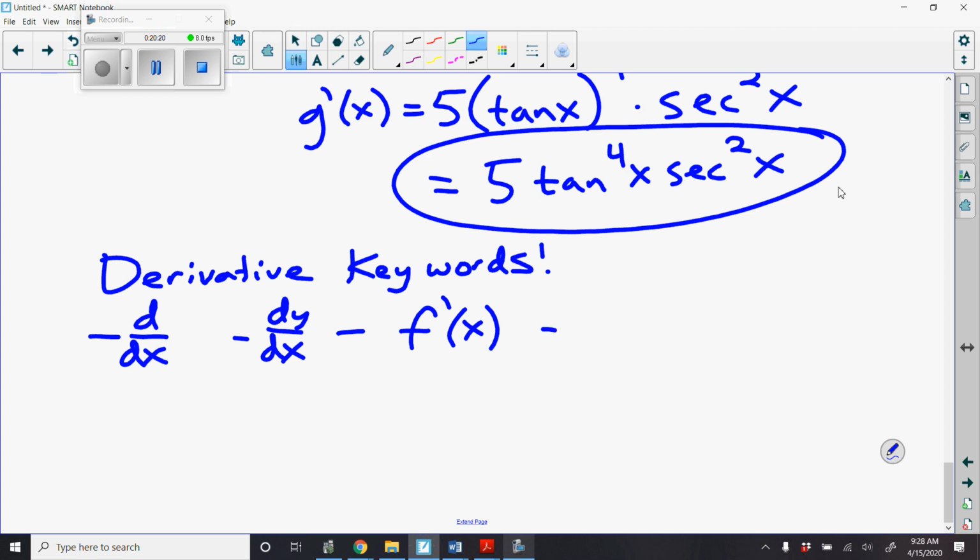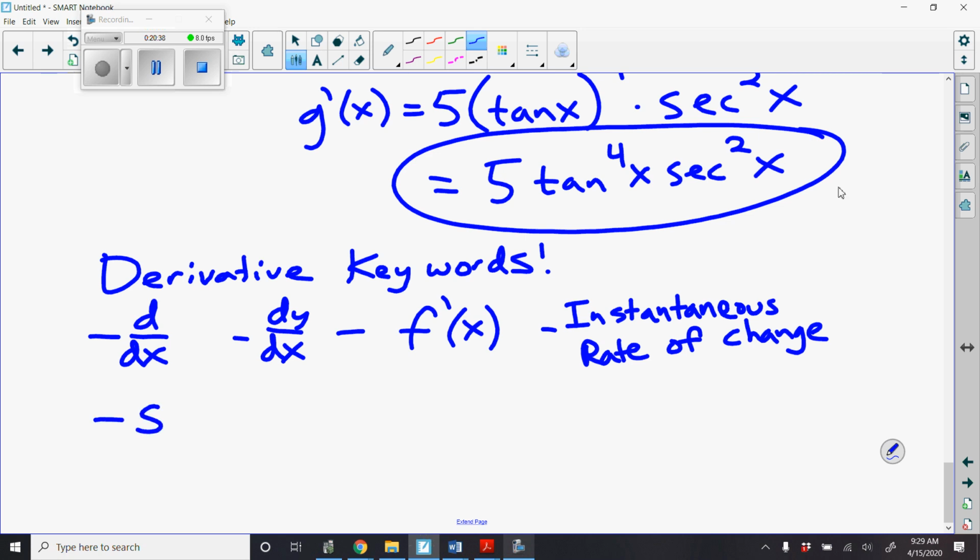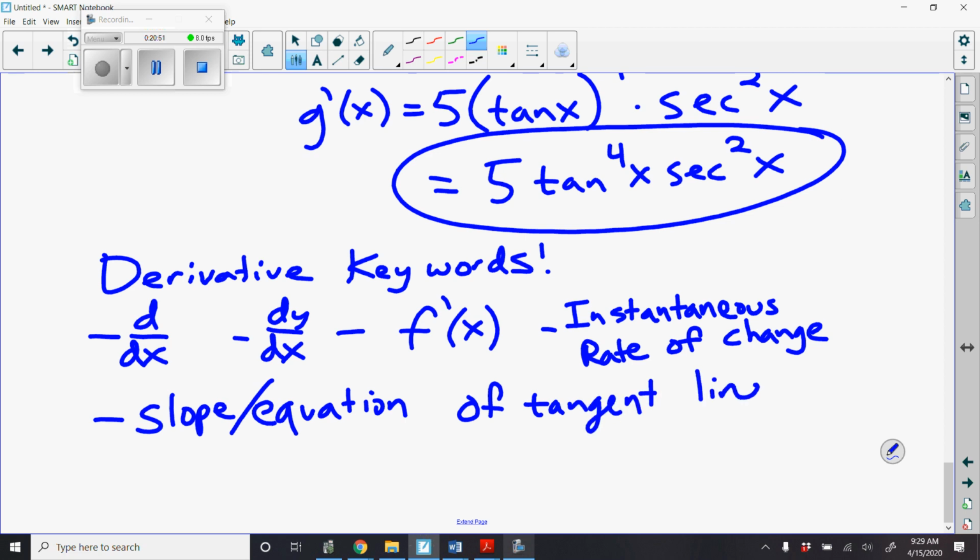Okay. Instantaneous rate of change is a keyword to do a derivative. Slope of the tangent line or equation of a tangent line. Those are all things that tell us to do a derivative.